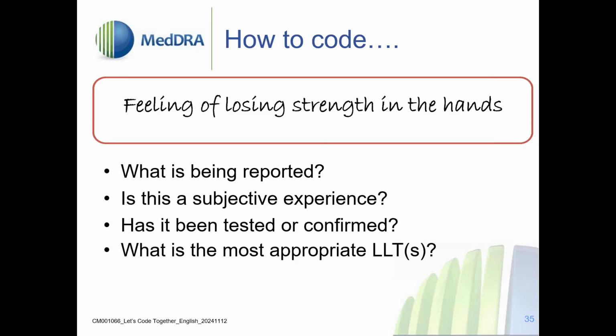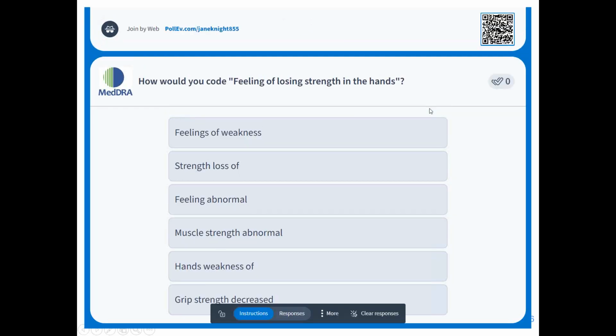Next, it is reported that the patient is feeling a loss of strength in the hands. So this seems to be straightforward again at first sight, but is this a subjective experience of the patient or an objective finding that was confirmed by a test, for instance? How would you handle this verbatim? What LLTs would you select here? And here are the options. Would you select feelings of weakness, strength loss of, feeling abnormal, muscle strength abnormal, hands weakness of, or grip strength decreased? What would you do? Feeling of losing strength in the hands.